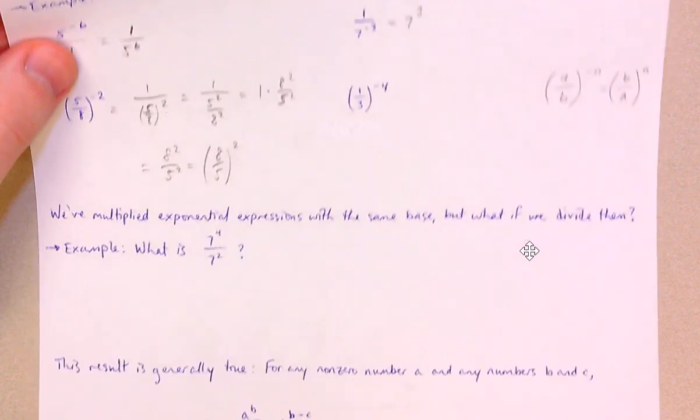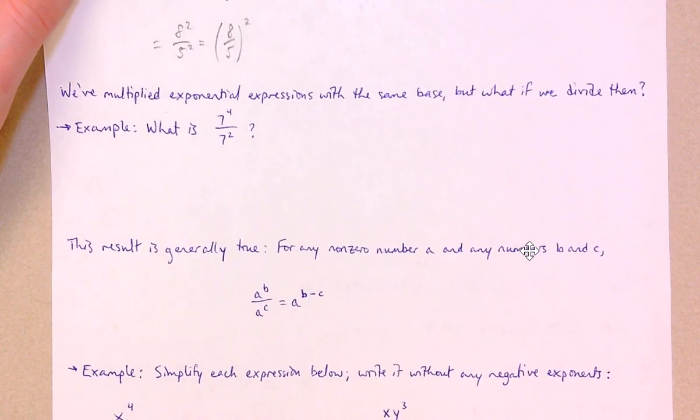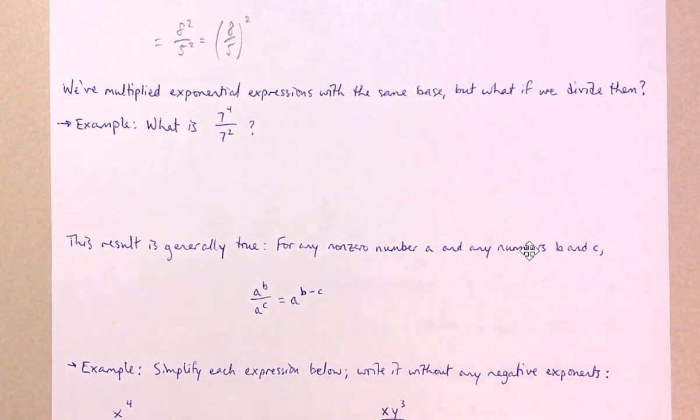Okay, the other big property that I want to talk about in this video: back in section 4.1, we multiplied exponential expressions where the bases were the same. Now, what happens if we divide exponential expressions where the bases are the same? So, for example, what is 7 to the power of 4 divided by 7 to the power of 2?